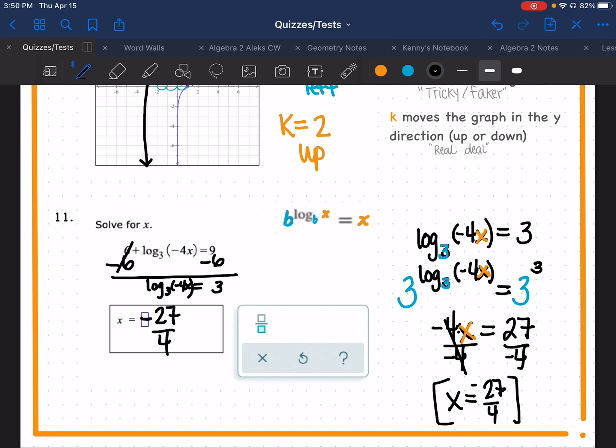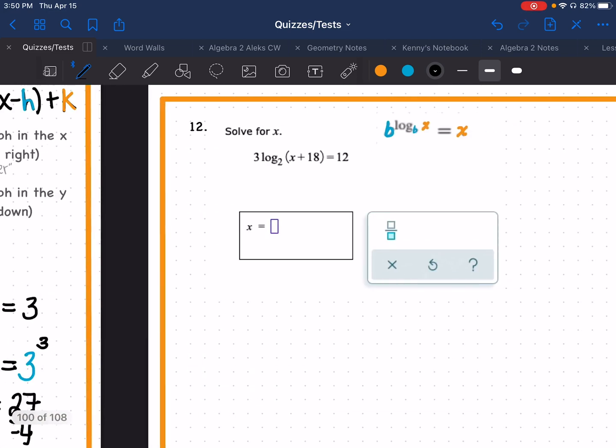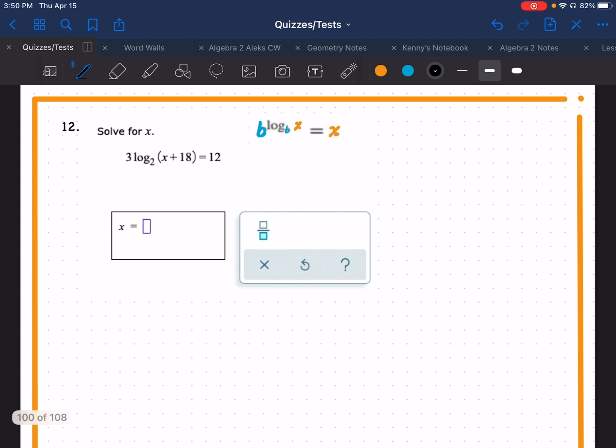There we go. All right, I am going to show you the last question on today's test. That's because it is like this last one. We're going to go ahead and do the same thing, but before we do, we have to make sure that this part right here is completely alone. That means the 3's got to go. So I'm going to go ahead and get rid of the multiplication by dividing by 3 on both sides. This leaves me with log base 2 of x plus 18 equals 4.